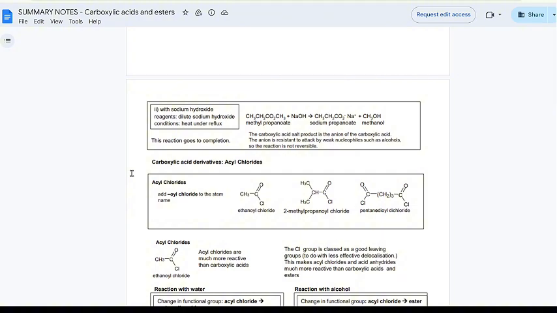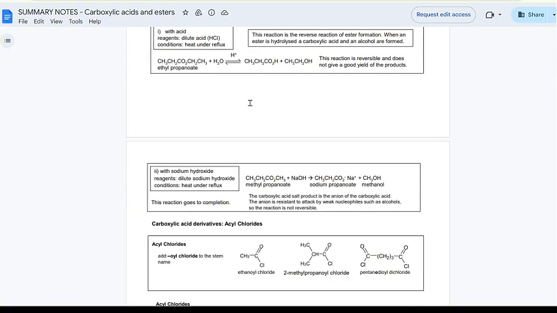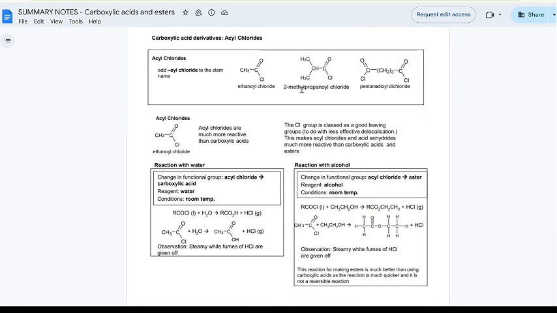Okay, so this reaction goes to completion, so this one's not reversible, not in equilibrium. The carboxylic acid salt is produced. The product is the anion of the carboxylic acid. The anion is resistant to attack by weak nucleophiles such as alcohols. The reaction is not reversible. Okay, good. And now we move on to carboxylic acid derivatives.